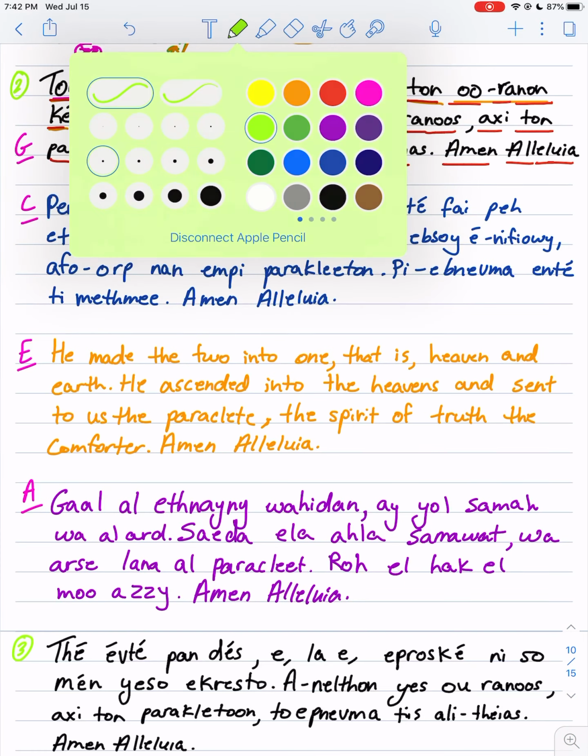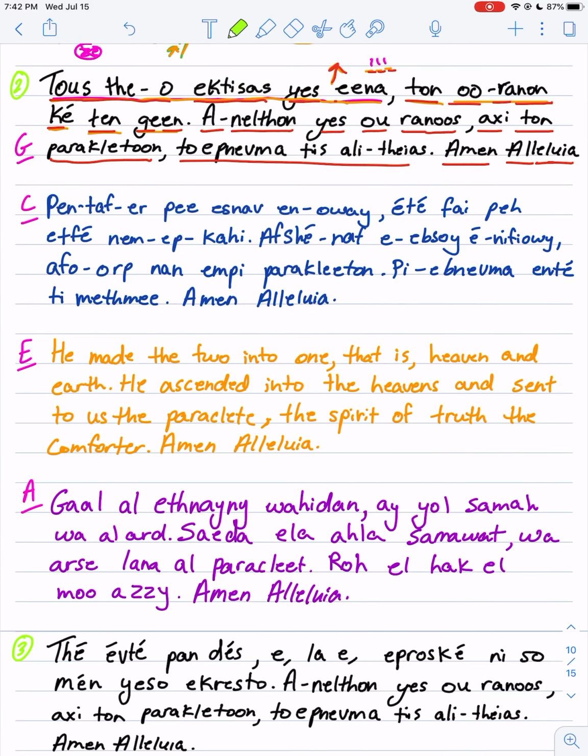Okay, let's move on to the Coptic. Bentaf bisnaven owai. Again, the 3. So this 3 pattern is very common throughout the whole hymn. And right before the 3, there's always a very high note. So listen again.